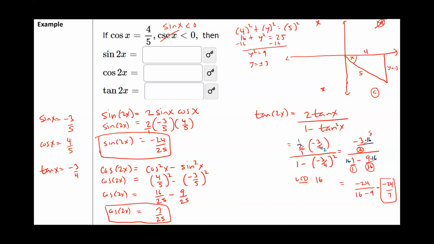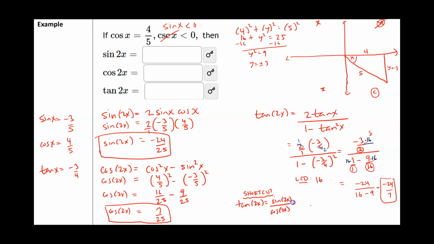Now, this is kind of the longer way of doing this. If you already have sine and cosine, then here's a little shortcut which you can use. But the shortcut you can use only when you have the sine and cosine. So the shortcut is that tangent of 2x is equal to sine of 2x over cos 2x.